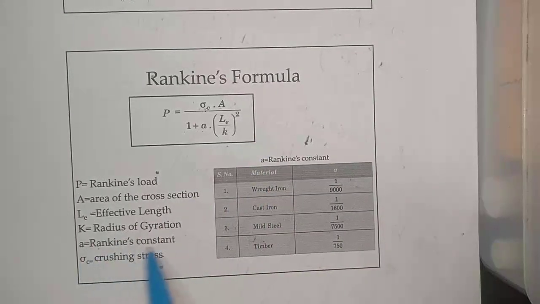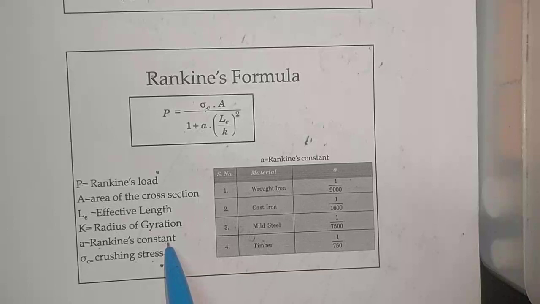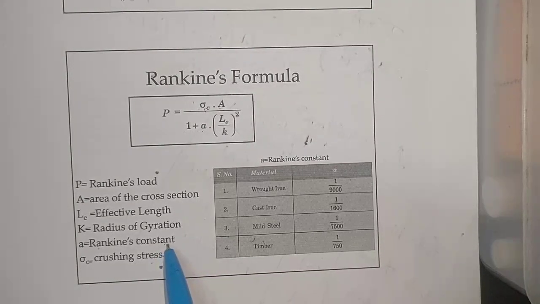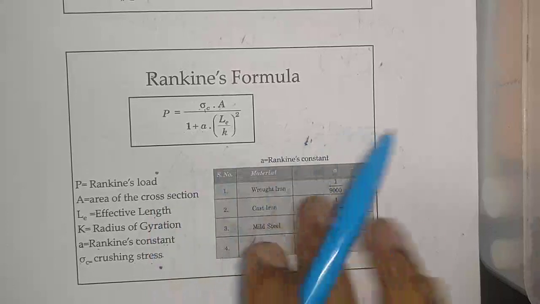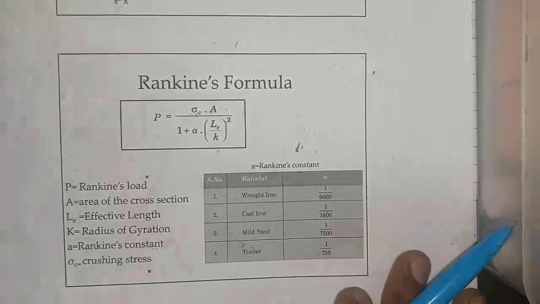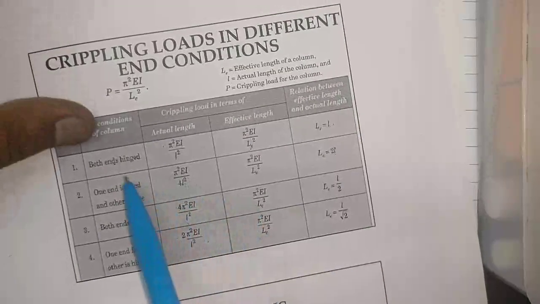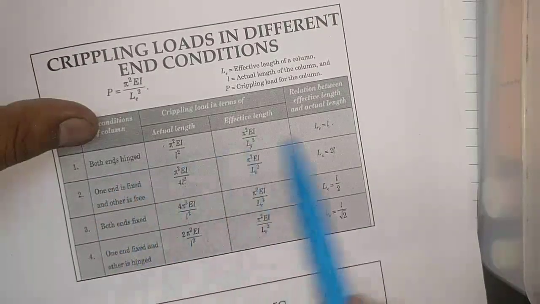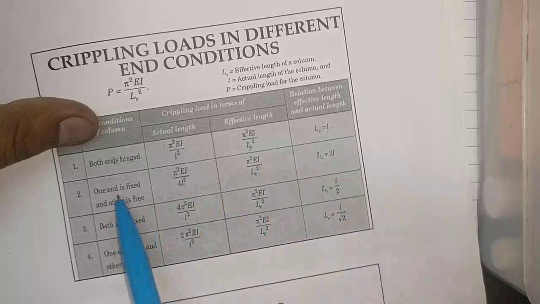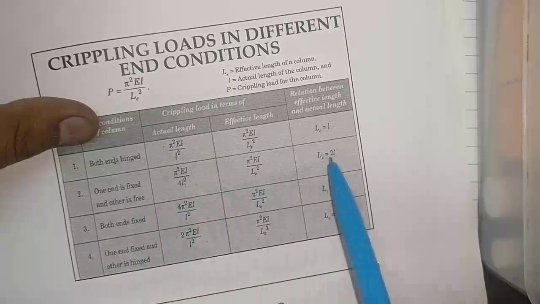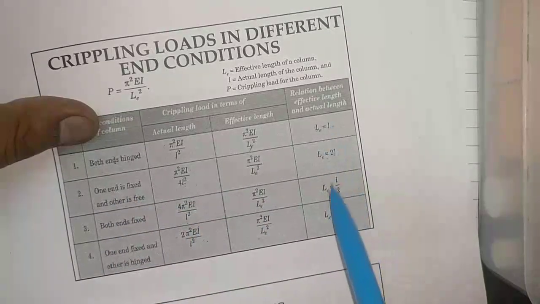Small a is the Rankine's constant. This will also be given in the problem. And you have to find out the effective length. Effective length is the same thing I have shown you. If both ends are hinged, then LE will become L, and if one end is fixed and the other end is free, then LE will become 2L. Based on the problem, you have to use LE here.